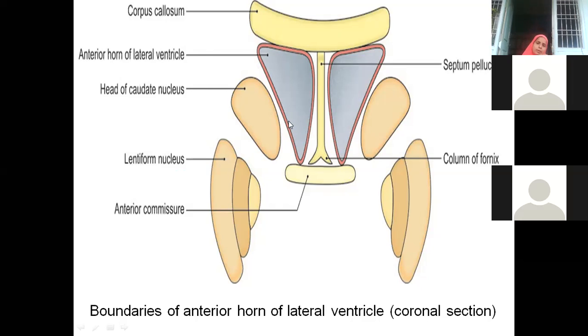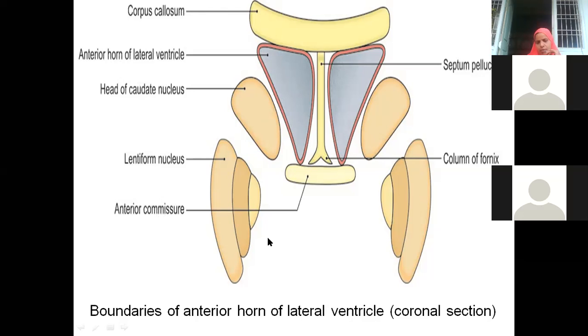Now, in both the cerebral hemispheres, the anterior horn is in which lobe? In the frontal lobe. So, what is the superior relation? Corpus callosum. Medially, the septum pellucidum. And laterally, and also we can say almost like floor, what is this relation formed by? Caudate nucleus. And inferiorly you are finding stria terminalis and thalamostriate vein.